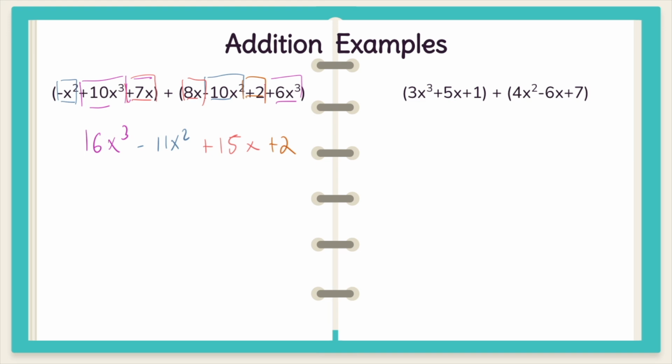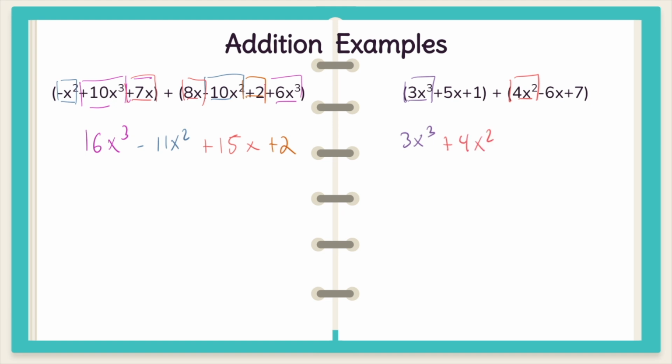Again, we're going to look for our highest power. Our highest power here is we've got 3x to the third power. We have nothing like that on the other side, so it's just going to stay 3x to the third power. Then we're going to look for our next one, which is 5x on that side, but we have a 4x squared over here. It has nothing to combine with, so it's going to stay 4x squared.